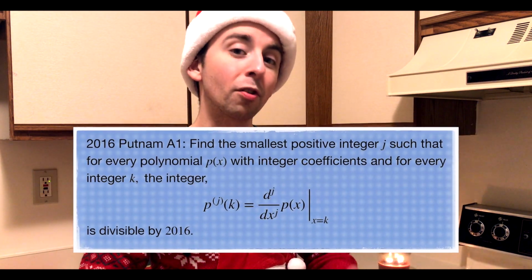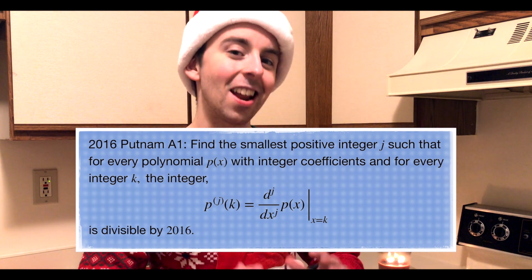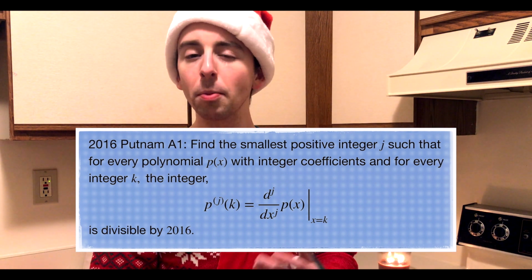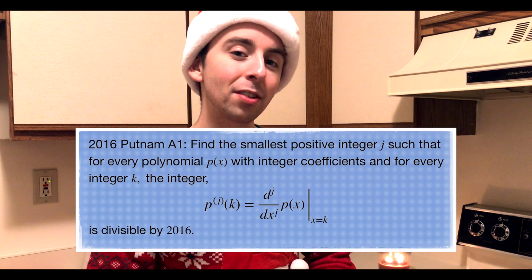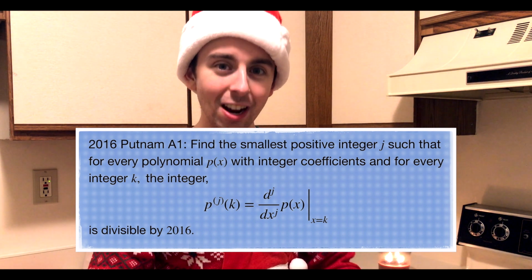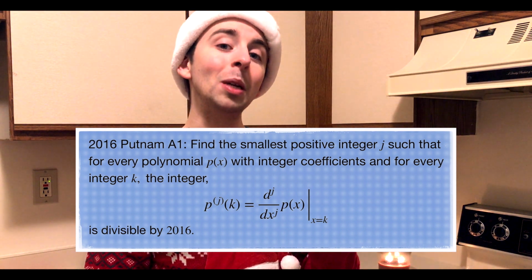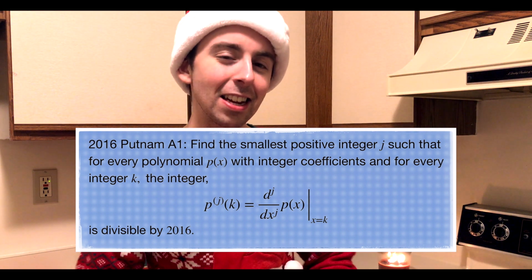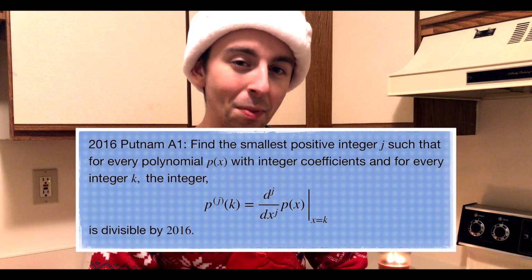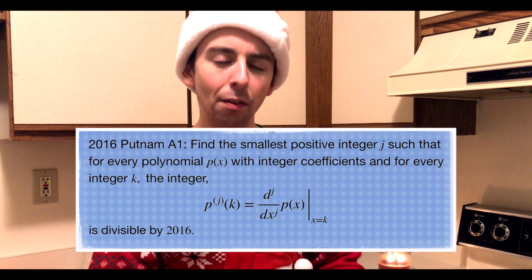But that's not going to stop us from taking on problem 1 from the A exam of the 2016 Putnam competition. This problem asks us to find the smallest positive integer j, so that if we take the jth derivative of any polynomial with integer coefficients, it will be divisible by 2016 when evaluated at any integer. And don't be intimidated by the length of this episode. This problem's not too tricky, but we're going to take it nice and slow to motivate every step of our solution. And hey, my coffee's ready just in time.